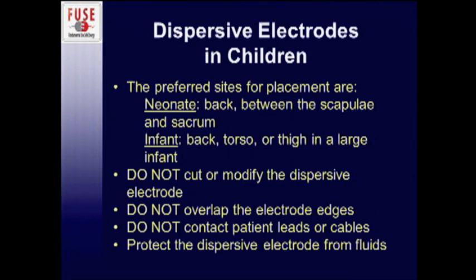As for any person, you do not want to cut or modify that dispersive electrode. You can use the back of the torso. You can sometimes use a thigh in a big chunky infant, but if you do that, you have to make sure that when you wrap the electrode around the thigh that you don't overlap the edges. And one of the big challenges in putting on these electrodes is making sure you don't contact any other patient leads or cables, again, because there just is not much room.